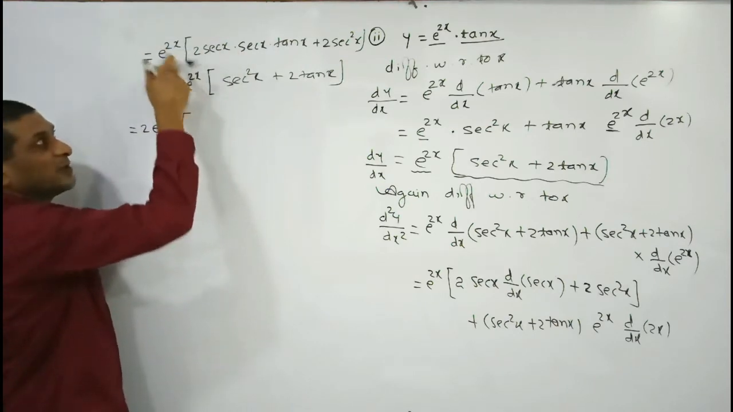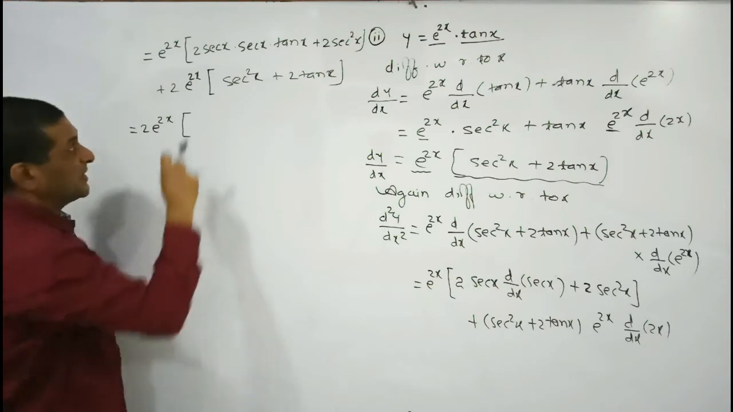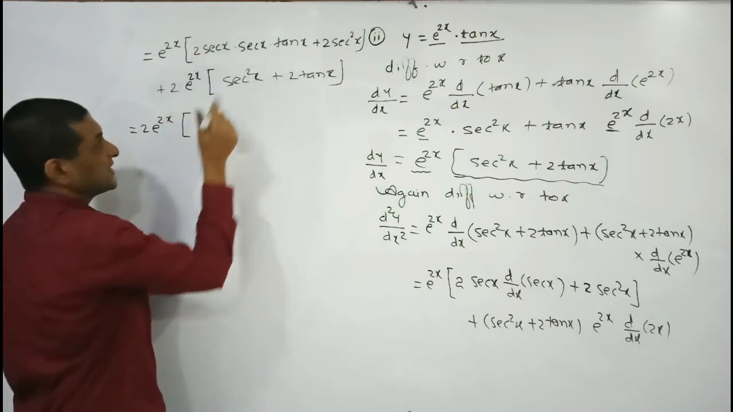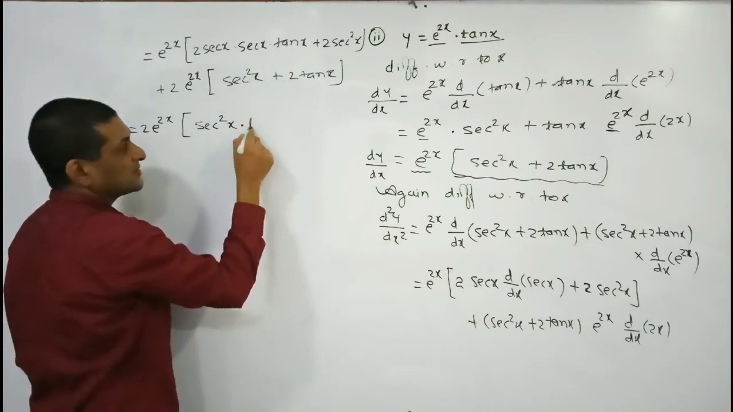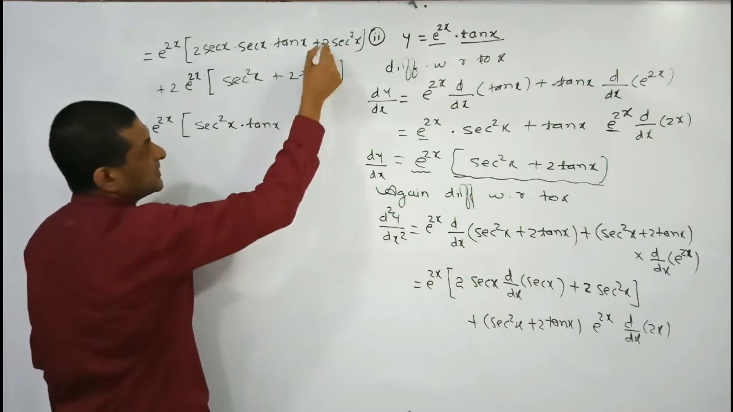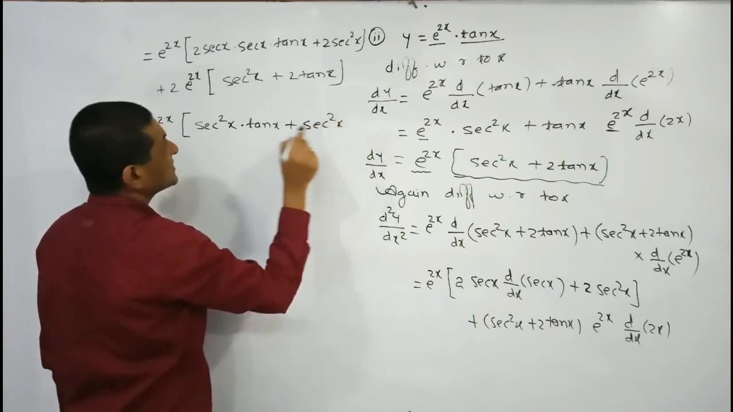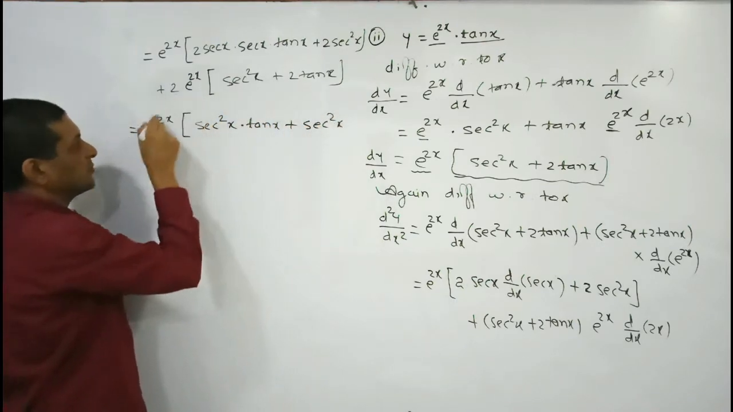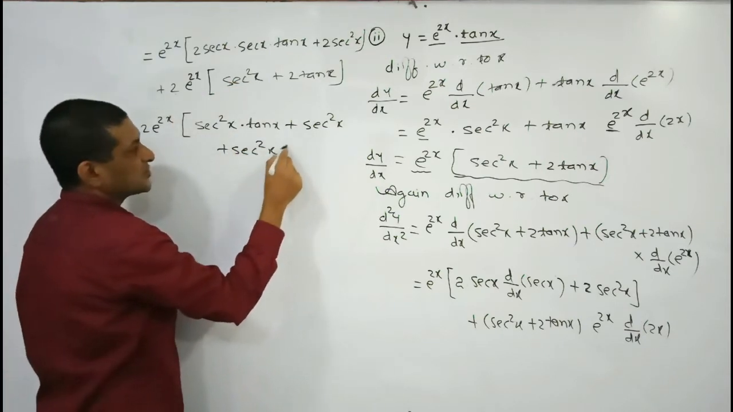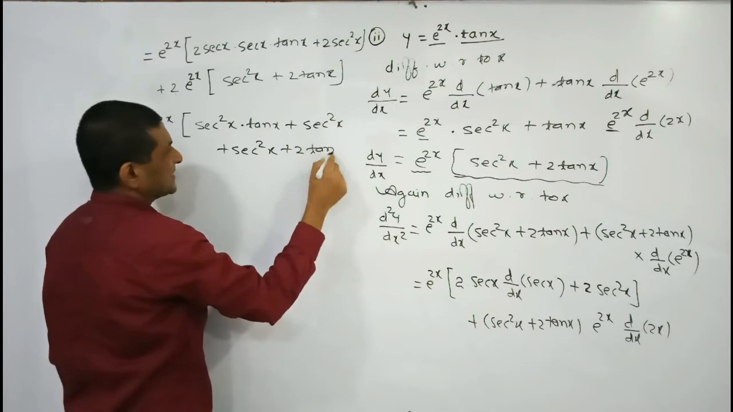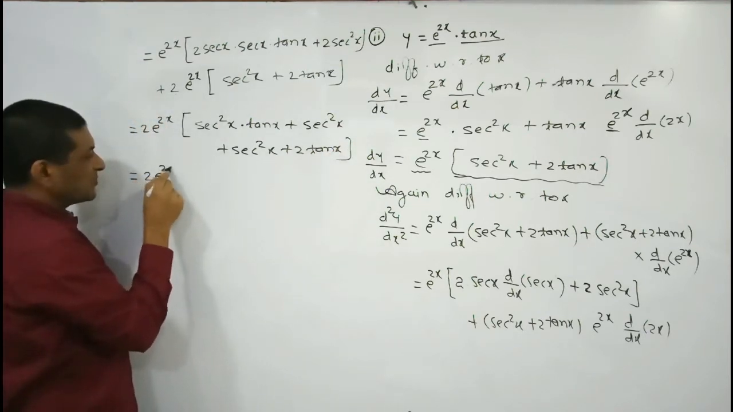So e raised to power 2x is also there. So we are taking twice e raised to power 2x common. Here what we'll get: sec into sec will be sec square x into tan x, plus 2, already we have taken common. So the remaining term is sec square x, and here twice e raised to power 2x we have taken common. So here we will get sec square x plus twice tan x, isn't it? Which is equal to twice e raised to power 2x, keep it as it is.